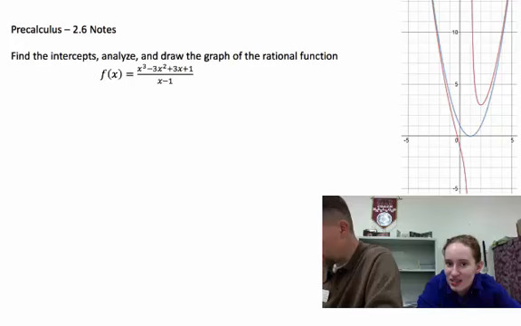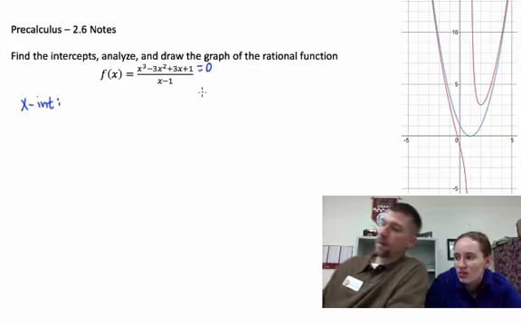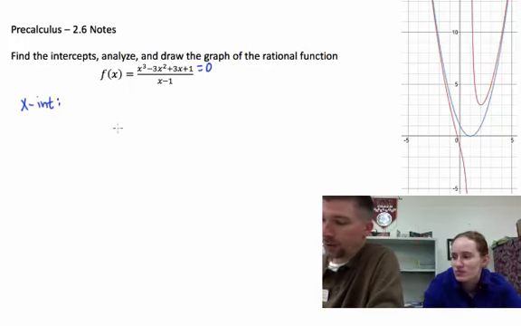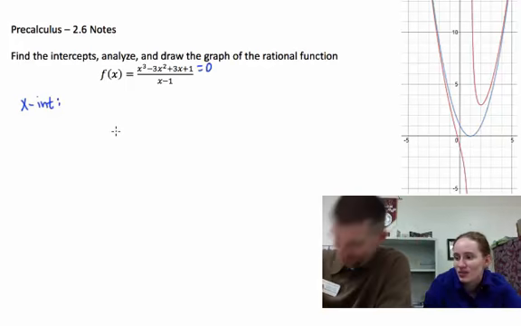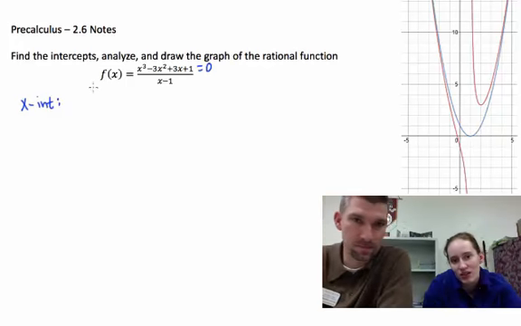Find the intercepts, analyze, and draw the graph of the rational function. So this is what we've been doing. But whenever we start going here, like we want to find the intercept, we start with the x-intercept. On top here, if you set this equal to 0, you may have some issues with solving that. The x-intercept, find it on your calculator. Graph this and find it.